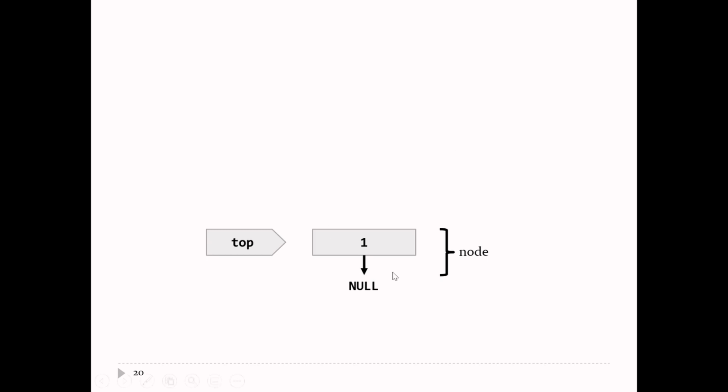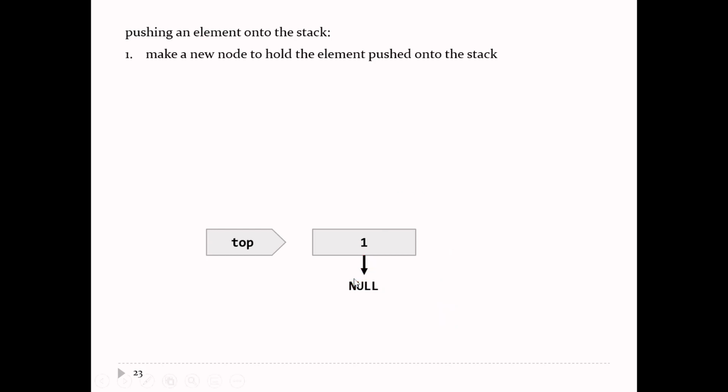If we have a stack of size 1, one element in it, our node is this thing here. It stores our int value, and it has a pointer pointing to the next node in the stack. So this points to null because there is no next node. There's your element, there's your link. Now remember, the link's a pointer. So if I push an element onto the stack, I need to make a new node to hold the element pushed onto the stack. What does that mean? I'm going to malloc, dynamically allocate a new node.